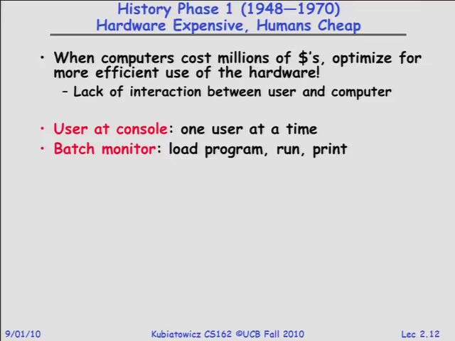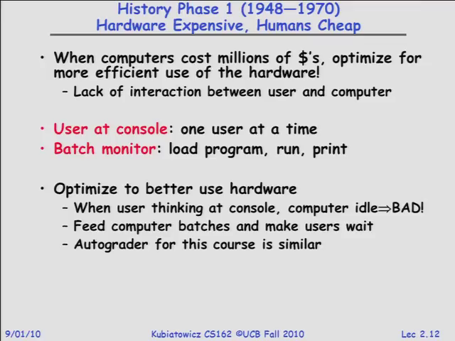So this is optimized clearly for better use of hardware. Basically, if the user is thinking while the machine is idle, that's a big waste. So you want to feed the computer batches of things, make it always run, and make the users wait. Much better mode. Fortunately, we've gotten out of that mode over time. But the autograder for this course is actually batch operated, so you're going to submit your project, give me back my results sort of thing, and you'll get your answer back a few hours later. So you get to experience this and think about what the right way to deal with it is.